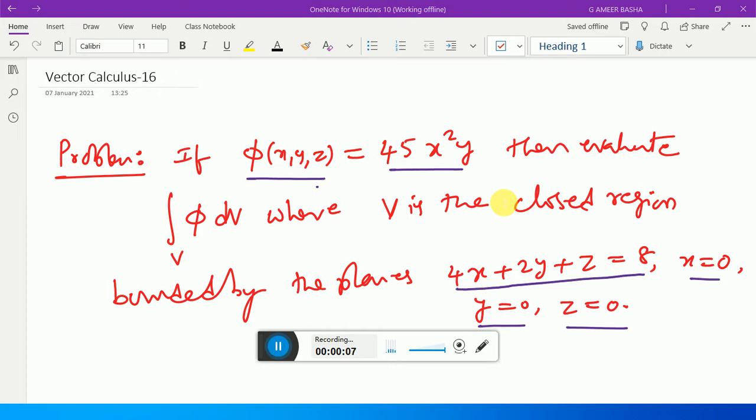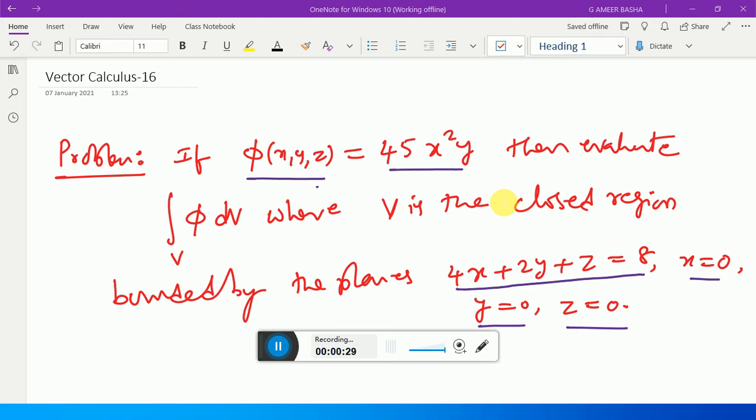In the last class we started the volume integration. In that volume integration we calculated the volume integration for a vector field. In this problem, I gave you the homework to try yourself. So let us see, I'll solve it.